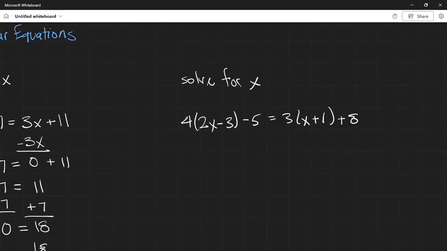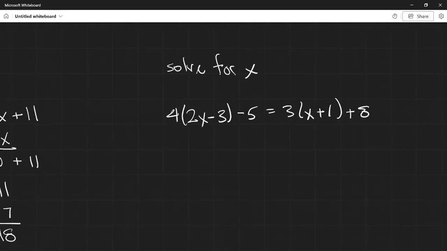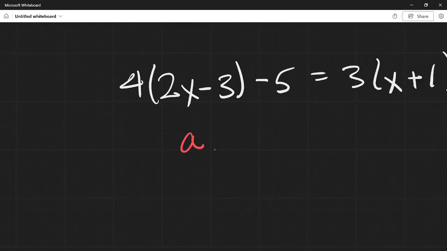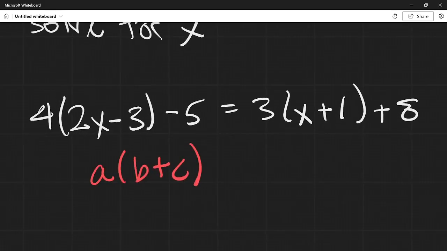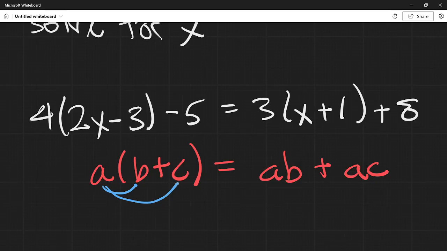So I want you to keep in mind throughout this process that a times b plus c, where a, b, and c are some real numbers, we can make use of the distributive property and say that this is a times b plus a times c. All I did there was I did a times b plus a times c, right? That is the distributive property.